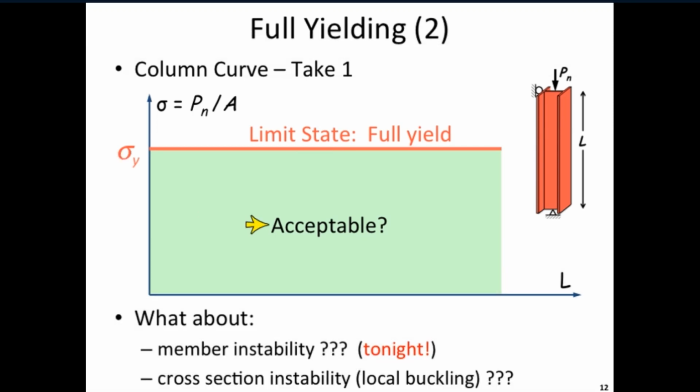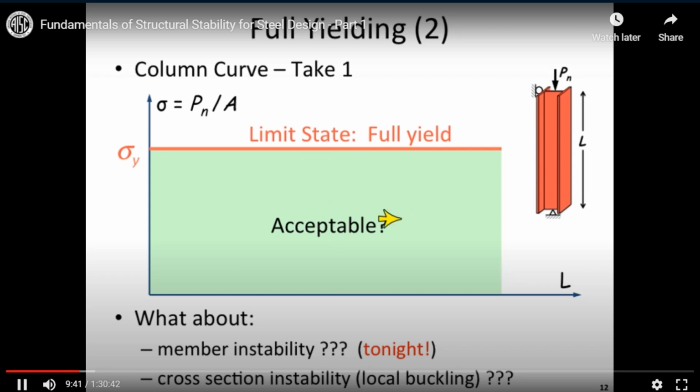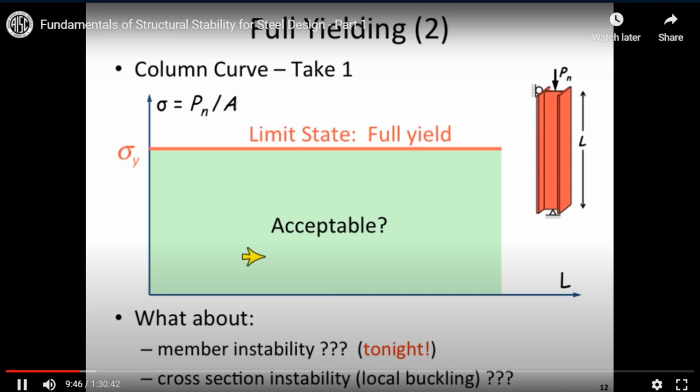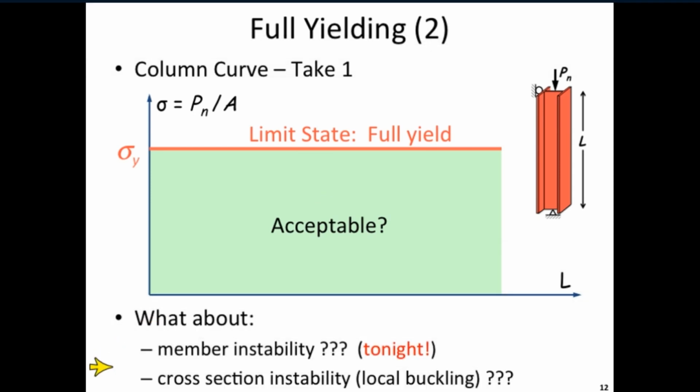So the question is, this zone then in which you might be in, is it acceptable? And I think you're aware that for probably very short, stocky columns, we could reach the full yield. But the second the column has any significant amount of length, there exists the possibility of buckling, so some type of an instability. So I would say that this criteria, this column curve, would be unacceptable. And so what are the possibilities then? Well, we could have a member type of instability or a cross-section instability such as local buckling. And like I said, we're going to focus on the member instability part.